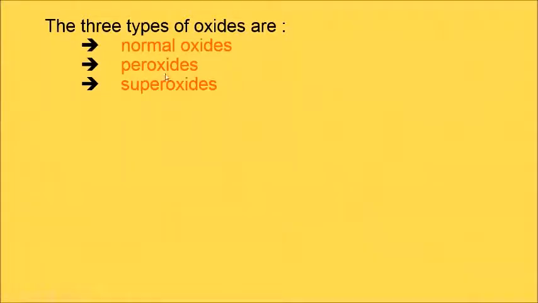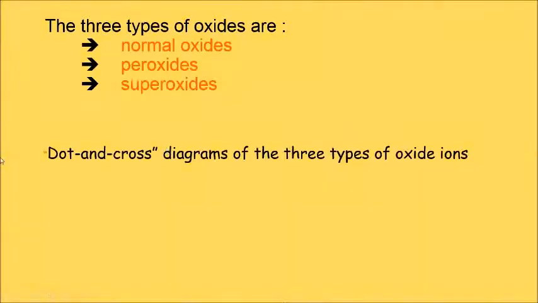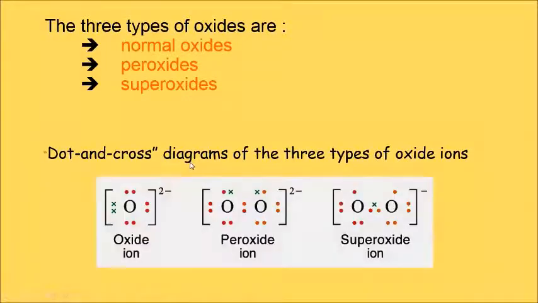Normal oxides, peroxides, superoxides. This can be represented in the form of dot and cross diagrams. And this is how the ions are represented. Oxide ion can be written as O2 minus. Peroxide can be written as O2 2 minus. Superoxide ion can be written as O2 minus. This minus represents the gain of electron.